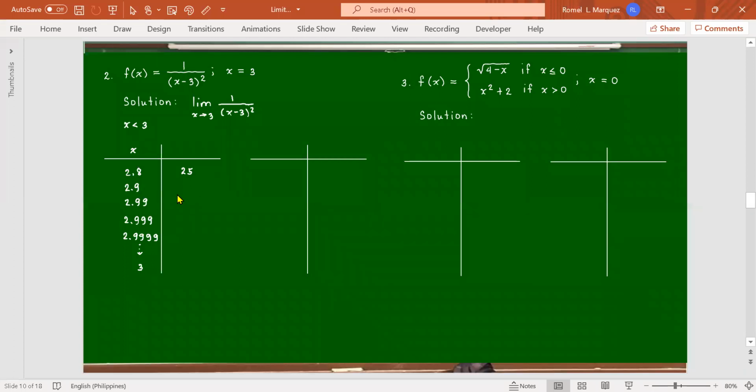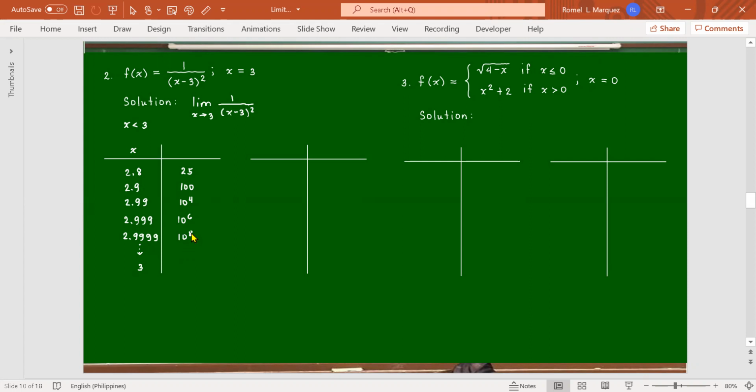What about when x is 2.9? 100. When x is 2.99, it is 10 to the 4th, which is 10,000. When x is 2.999, 10 to the 6. When x is 2.9999, we have 10 to the 8.